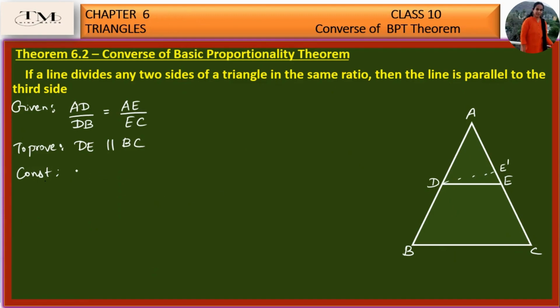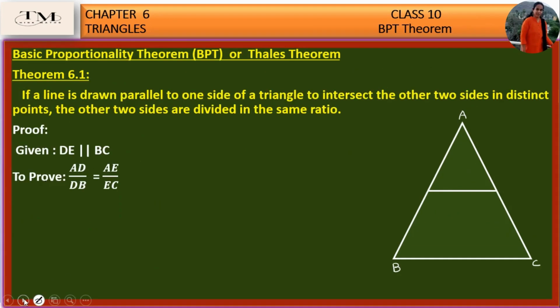Suppose DE dash is parallel to BC. Whether DE is parallel to BC or not, we don't know, which is what we have to prove. Suppose we are taking another line DE dash parallel to BC. So we know the basic proportionality theorem which we discussed in the previous video. If you haven't seen it, the link is in the description box. You can check it. So what is BPT?